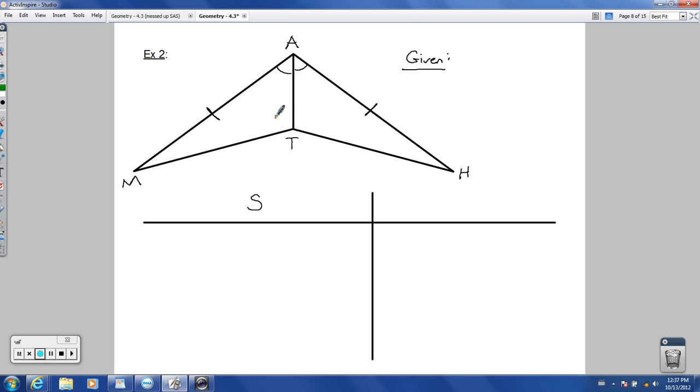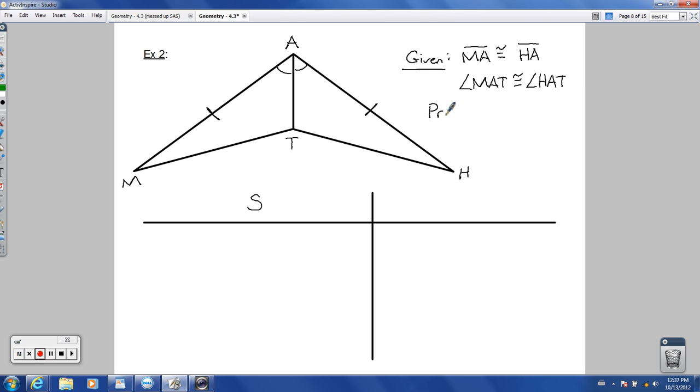So for the given part, what's given in the picture? What did I actually draw in there? I said that segment MA is congruent to segment HA. And I also told you that angle, if you look at this angle right here, we can't just say angle A because there's different angles coming out of angle A. So I would say angle MAT is congruent to angle HAT.